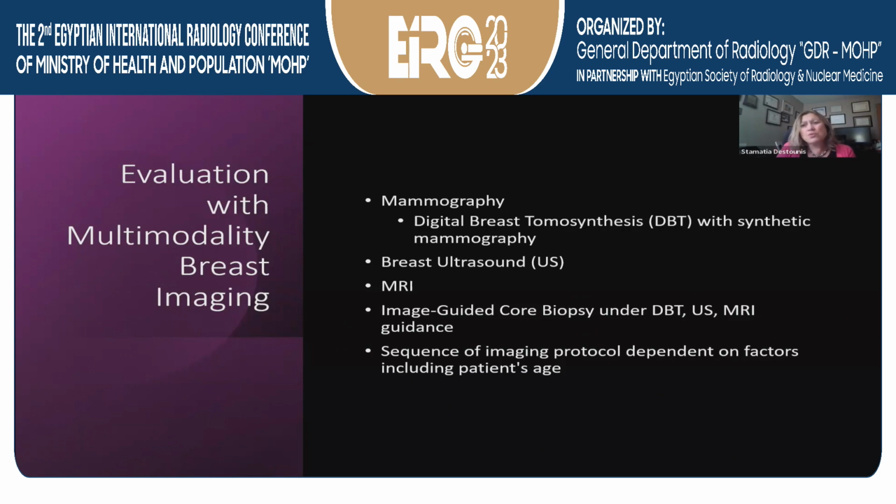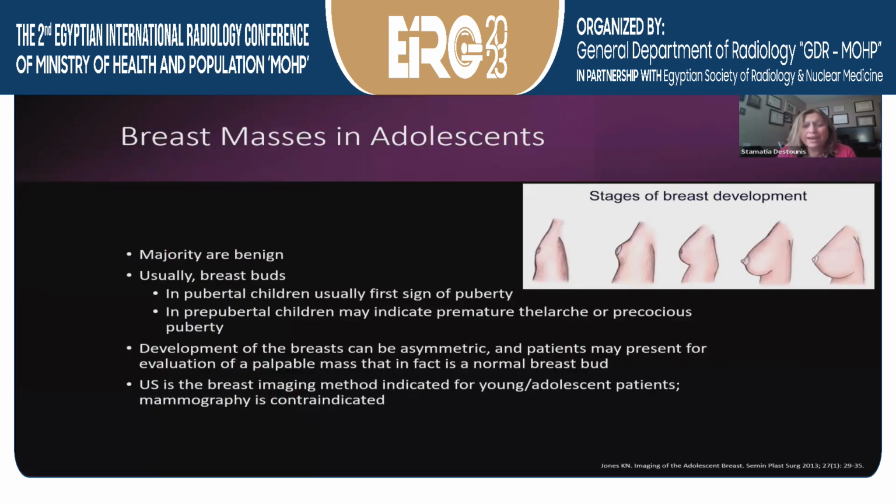So the sequence of whatever imaging protocol that we're going to be utilizing depends on the patient's age, obviously, and also the clinical and imaging factors. When we have patients that are adolescents, let's say, most of the breast masses that we're going to identify are benign. They may be the breast bud in pubertal children. That may be the first sign of puberty. If you have a prepubertal child, it actually may be precocious puberty or premature thelarche.